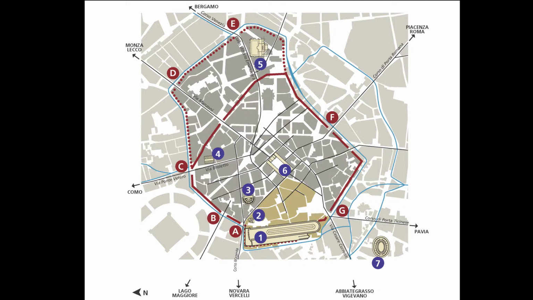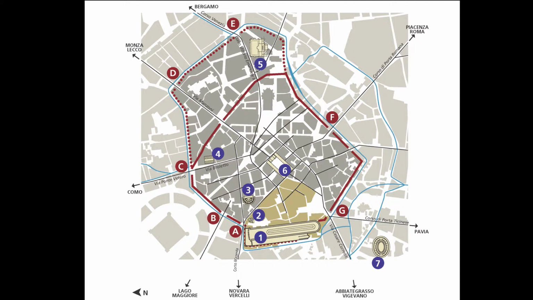Let's go up and start exploring the walls of Maximian's expansion, arriving at Nova Gate, letter D, which was on the road leading to Monza and Lecco, now close to Via Manzoni. Following the pattern of the walls to the right, we can find Argentia Gate, letter E, which opened onto the road axis that led to Bergamo and Brescia, now Corso Venezia.